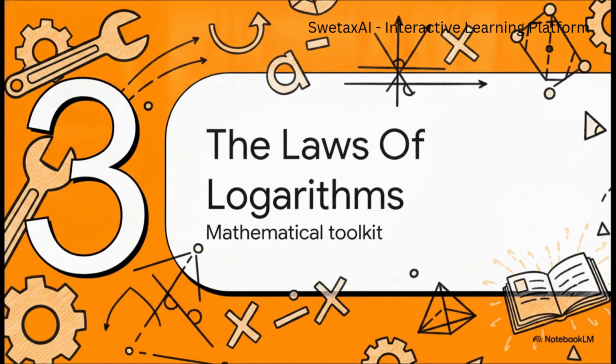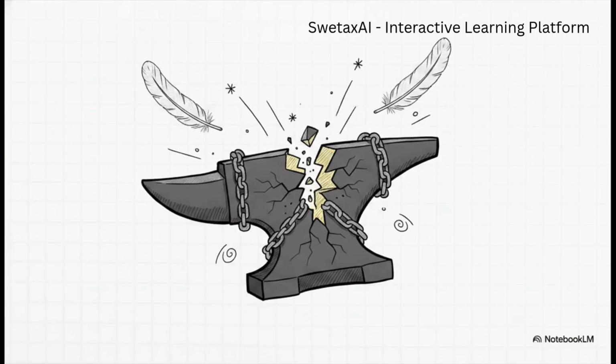All right, moving on to Section 3, the laws of logarithms. It's time to equip your mathematical toolkit and see how we can manipulate these formulas however we want. Our very first tool is Law 1, the product rule. It shows us how complex multiplication elegantly translates into simple addition.